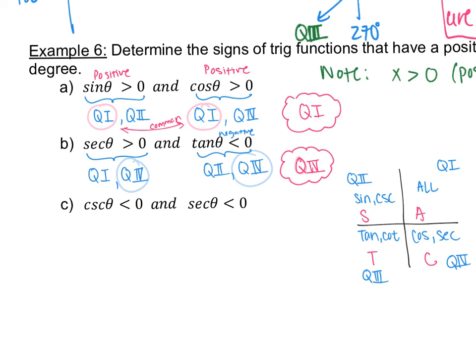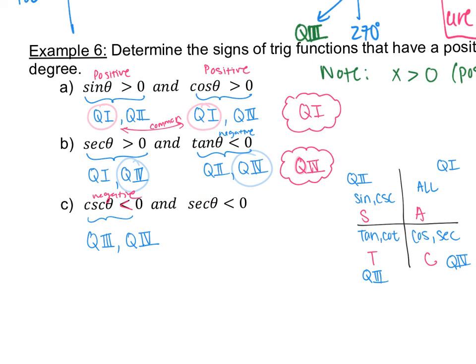All right, C here says cosecant is negative, since it's saying that it's less than 0. Cosecant is positive in the first quadrant and the second quadrant, so the negatives would be the third and fourth. So I need to write down the third quadrant and the fourth quadrant.